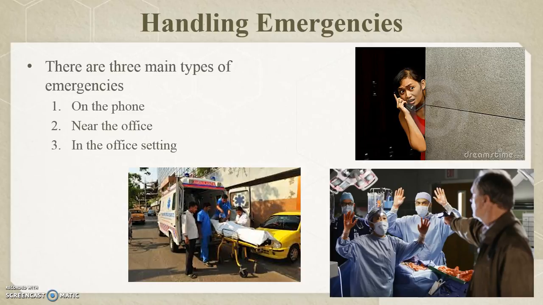You also need to be able to handle emergencies that come in three main types of situations. One way is over the phone. This is actually the most common of the three types of emergencies. This is where you need those triage skills. What I mean by triage is that you are able to assess and prioritize the emergency care needed by patients in the most appropriate way.